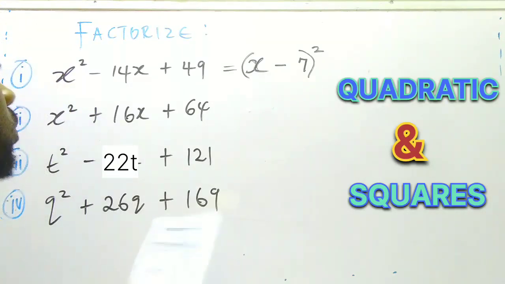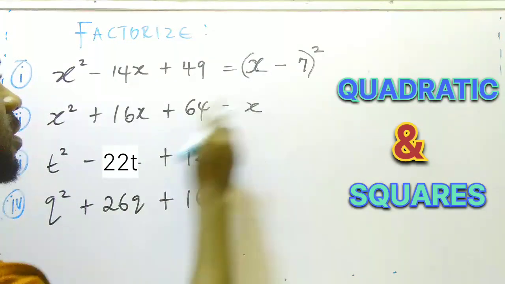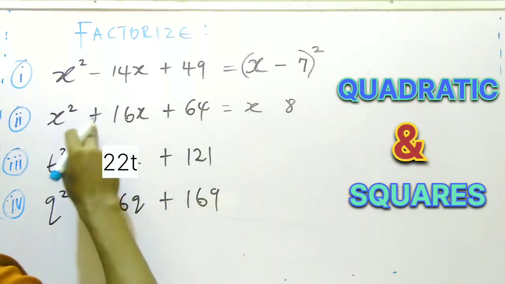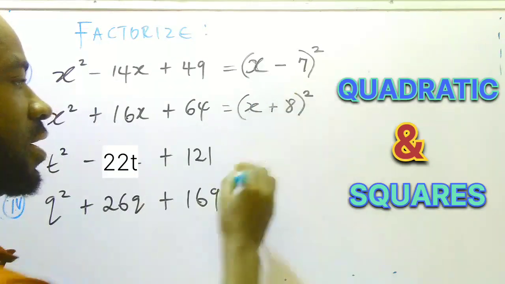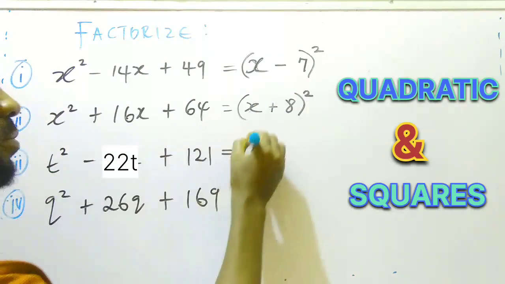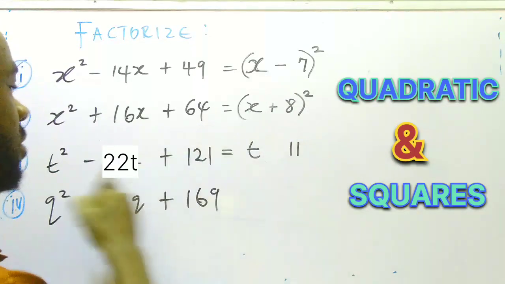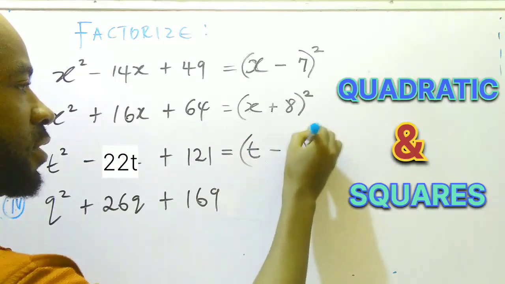So let's do the second one. Square root of this first term is x. Square root of this last term is 8. The sign of the middle term is plus, you group them together. We are done. Square root of this first term, t. Square root of this last term, 11. The sign at the middle is minus, we group it.